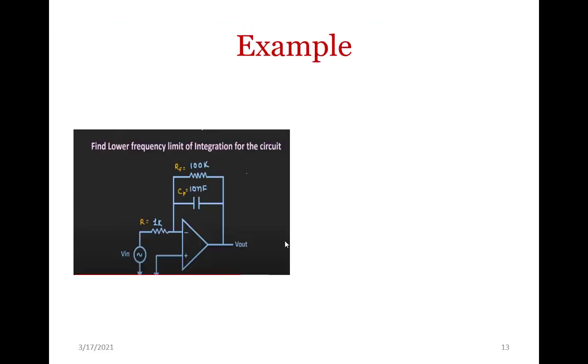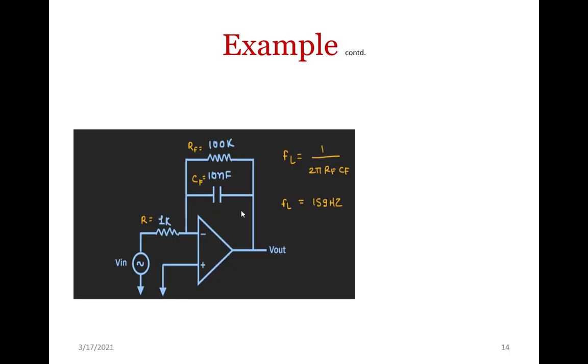Now, we take an example to find the lower frequency limit of integration for the circuit shown here. RF is given, CF is given, and R is also given. Find out FL. FL is equal to 1 by 2 pi RF CF. I substitute RF and CF, and FL is equal to 159 Hertz. So, our condition says the signal frequency has to be greater than 10 times FL. Only then the circuit will work as an integrator.